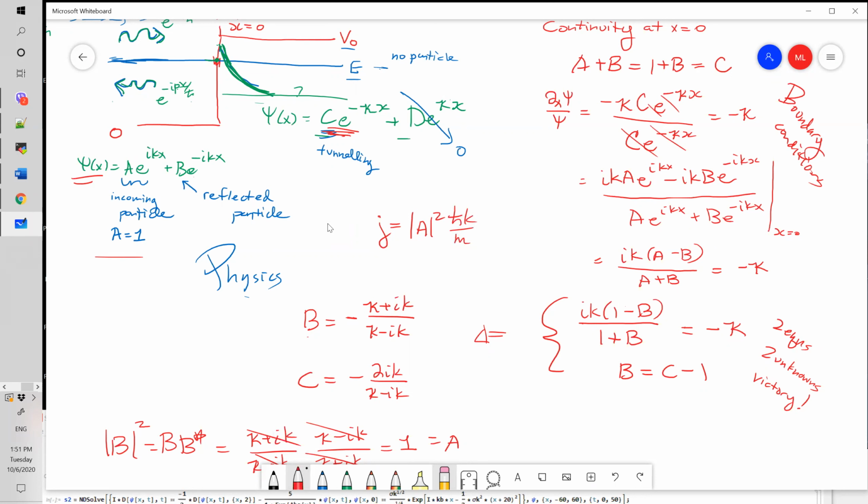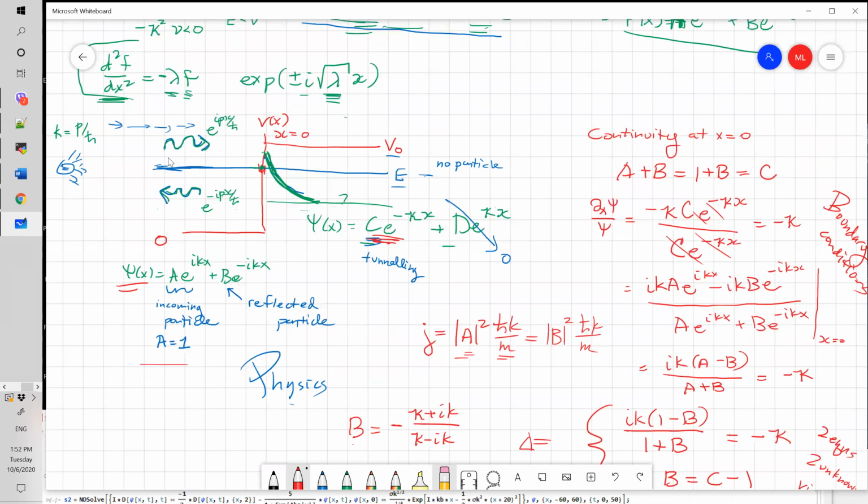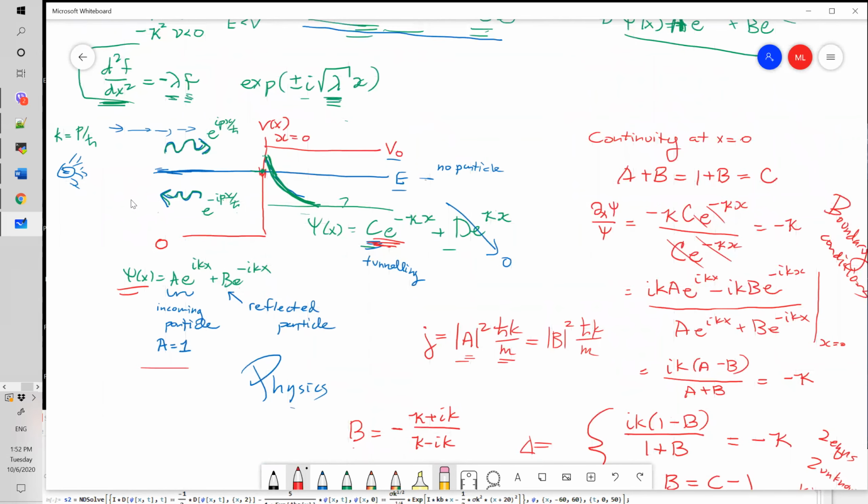So what it means is that, and this is the same for both A and B, because they have the same momentum there. It's just one is going to the left and one is going to the right. So it means that the probability flux of the incoming guy, A, is the same as the probability flux of the outgoing guy, B. So it makes perfect sense, right? However much flux you put in, that's how much flux you get out.